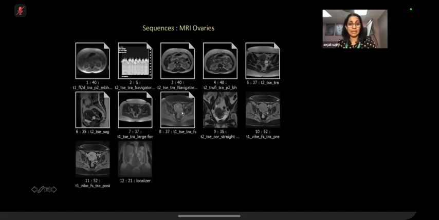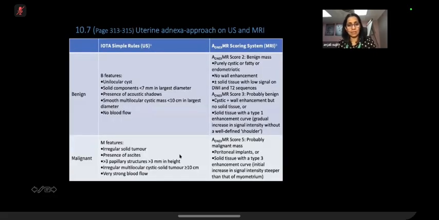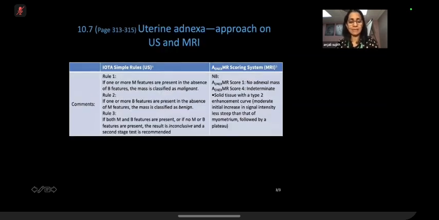Okay. So these are the sequences that we take. Essentially, again, T2 in 3 planes, then we have a T1 fat saturated, and then pre and post contrast enhanced sequences. This is a table given in your Chapman with an approach to ultrasound and MRI to the adnexal lesions, essentially classifying it as benign, malignant, and indeterminate lesions. Essentially, if there is a lesion which shows solid components, papillary processes, and intense enhancement, then you are dealing with a malignant lesion.